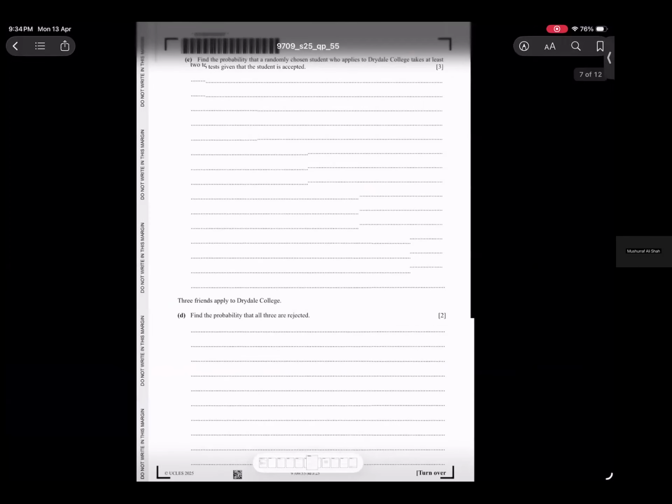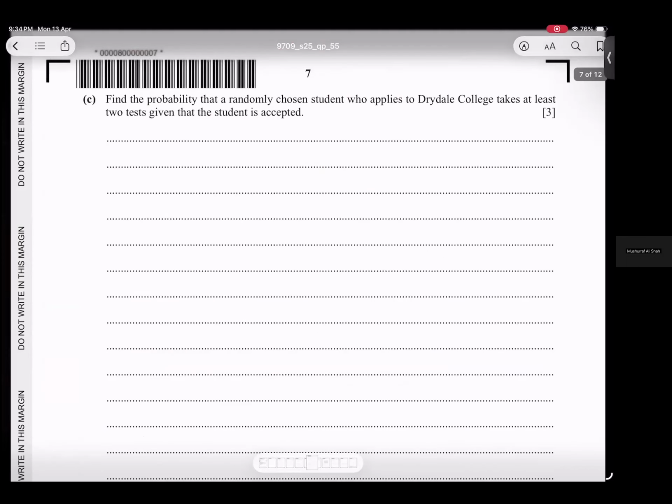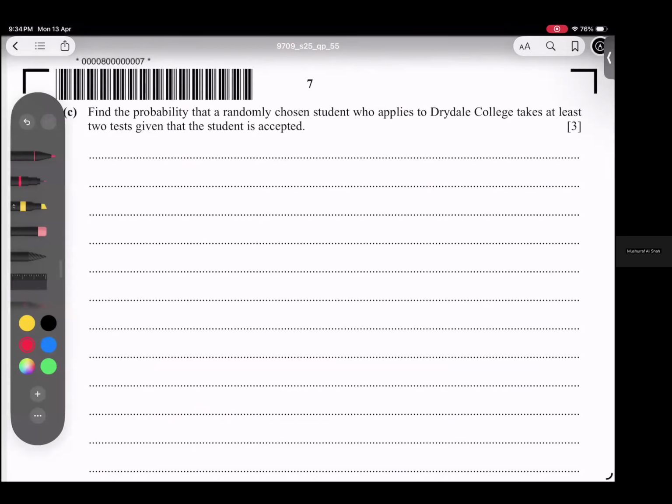And C part, what is C part? Find the probability that a randomly chosen student who applied for Drydale College took at least 2 tests, given that he was accepted. You know what the formula of given that is: whatever comes after given that goes in the denominator. So the probability of accepted will go in the denominator directly. Read it together: he applies at least 2 tests and he is accepted.